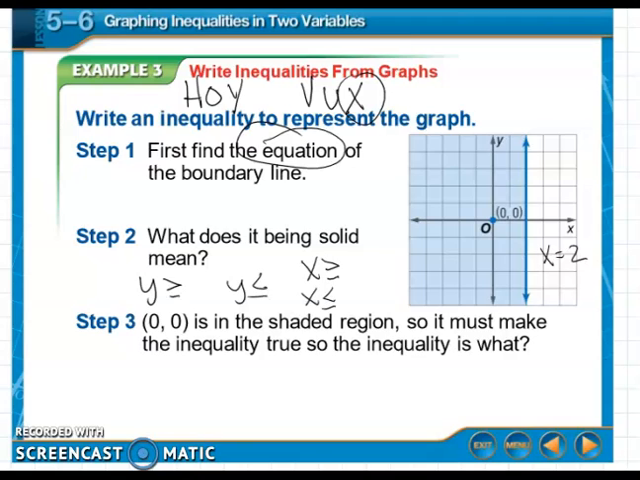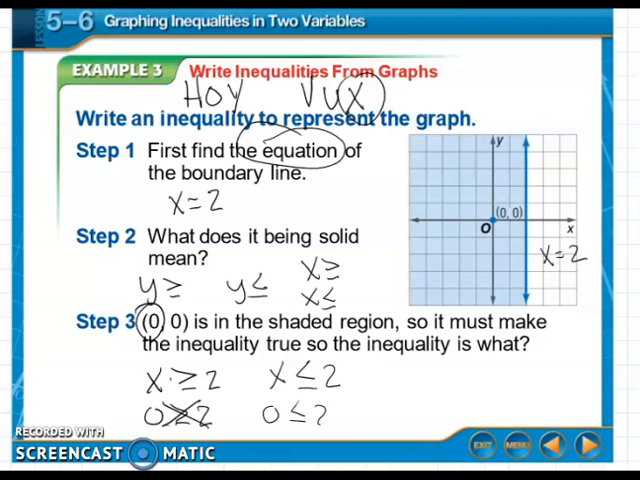So if we look, 0, 0 is in the shaded region. And if x, this is x equals 2. So now I have to decide, is it x is greater than or equal to 2? Or is x less than or equal to 2? The true inequality when we stick in x equals 0. Well, it doesn't work for that one, right? But it works for this one. So this is x is less than or equal to 2.